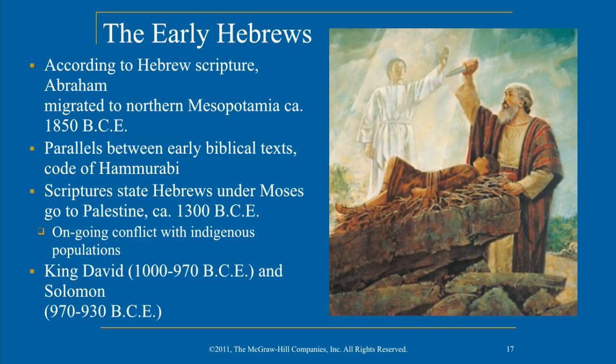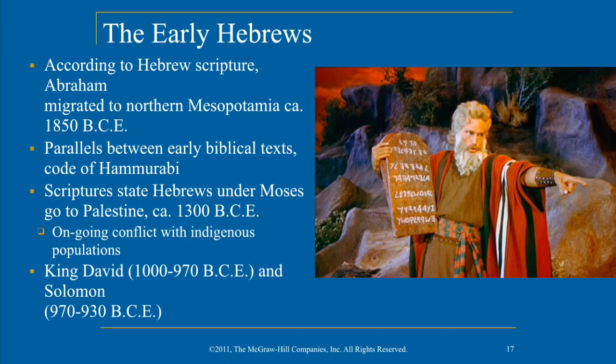And this parallels early biblical texts and the Code of Hammurabi, especially under a man named Moses, as represented by Charlton Heston in the famous Ten Commandments movie here in this picture. The scriptures state Hebrews under Moses are going to Palestine around 1300 BCE after being held as slaves in Egypt. There is a point of contention here because many sources of history don't actually point to the Hebrews ever being enslaved in Egypt, but historians were willing to at least accept that the Bible has some sort of cultural significance and historicity because of its age and tradition itself.